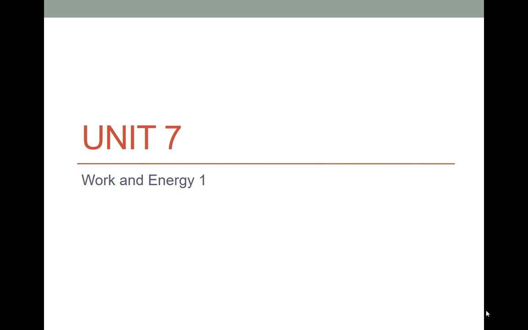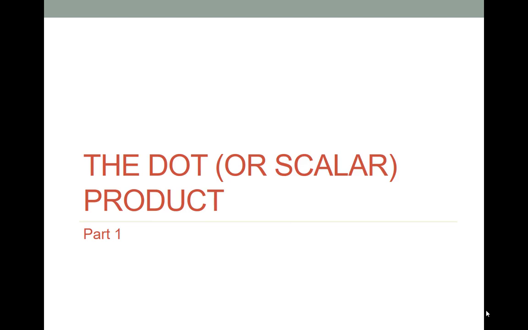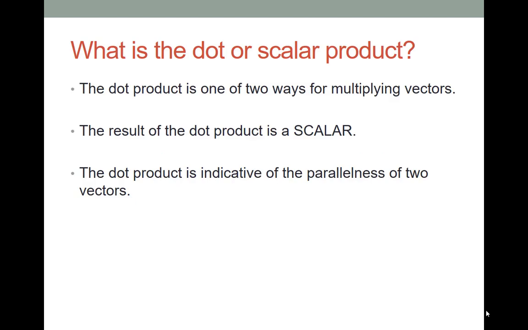In Unit 7, we'll begin by learning one way of multiplying vectors together. This method is known as the dot product, or sometimes as the scalar product. So what is it? Well, as I said, it is a way of multiplying vectors, and this particular way of multiplying vectors results in a scalar, thus why it is called the scalar product.